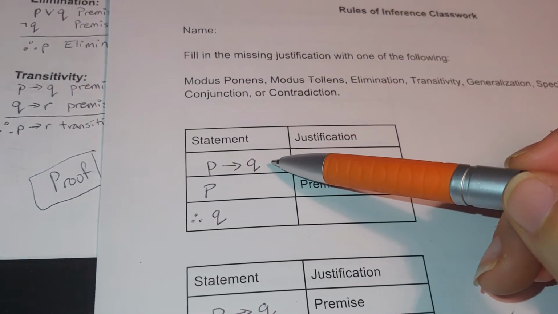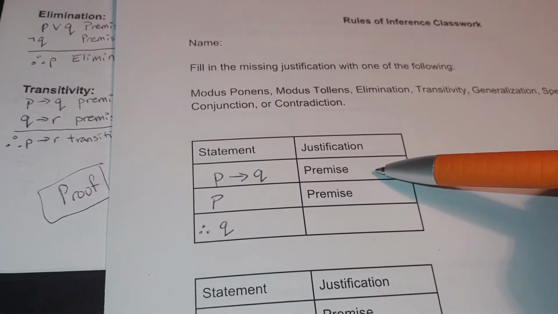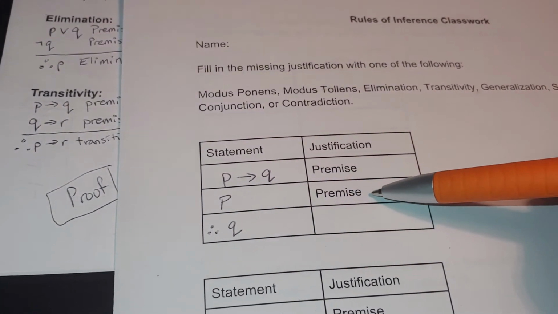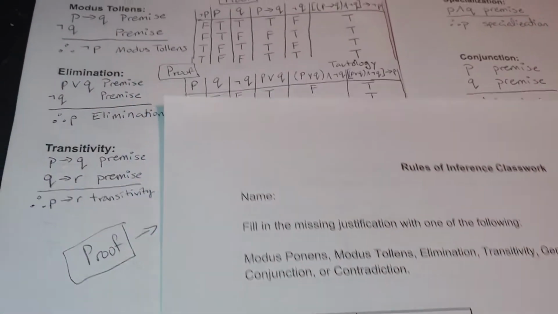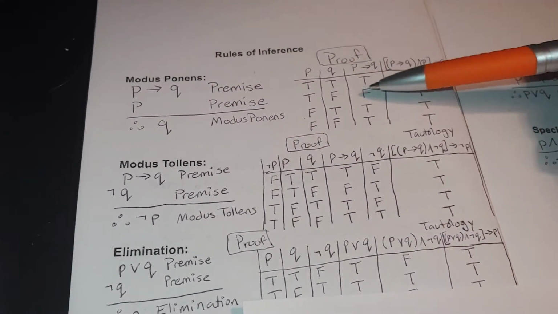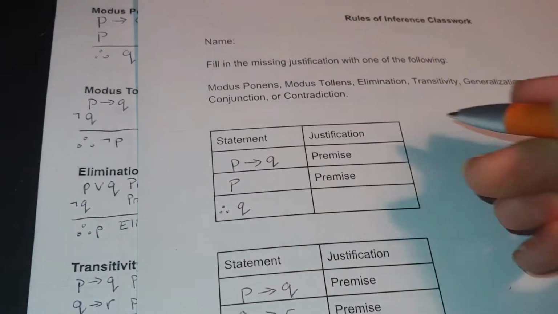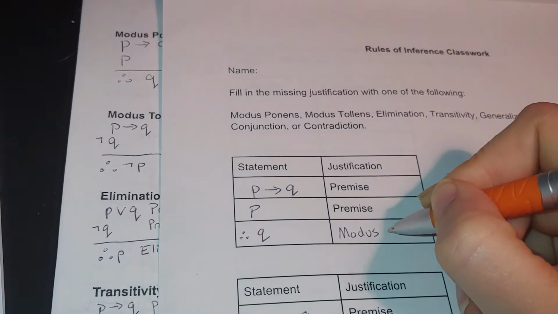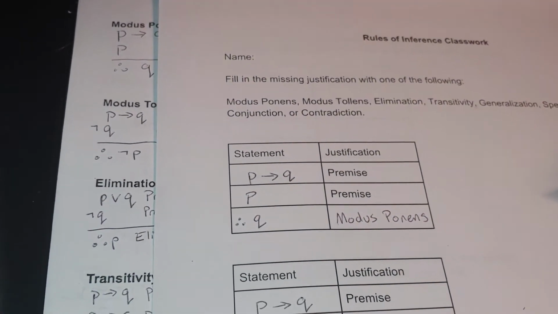All right. We're given the statement, if P is true, then Q is true. That's a premise. We're also told that P is true. That's another premise. And from that, we know that Q is true. Now, how do we know that? Well, we know that because of modus ponens and the truth table that proves its accuracy. And so we justify ourselves by saying modus ponens.